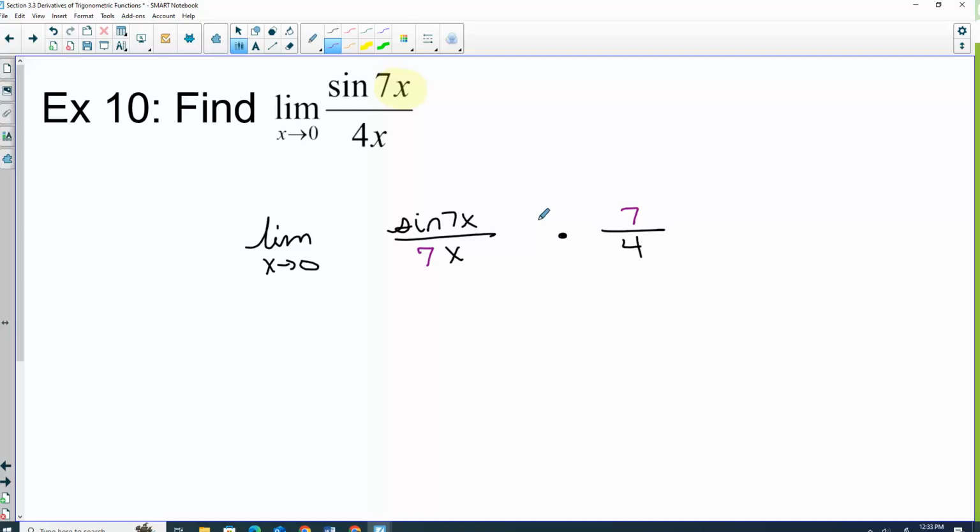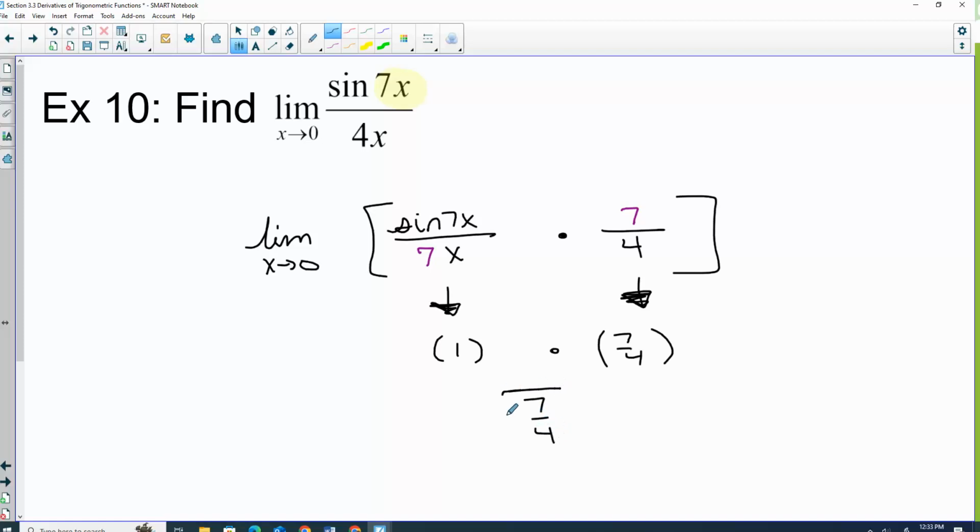Okay, so I am rewriting my problem, but we need to understand this is equivalent to what I started with. If I multiply this together, I would have 7 sine of 7x over 28x. It would reduce, and I'd get back to where I started. So I haven't changed my problem. But now, this is a limit I can do, because we can do each of those limits individually. What does this one approach? 1 times, this one doesn't have an x in it, so it's just a coefficient, so it just stays. So this approaches 7/4.